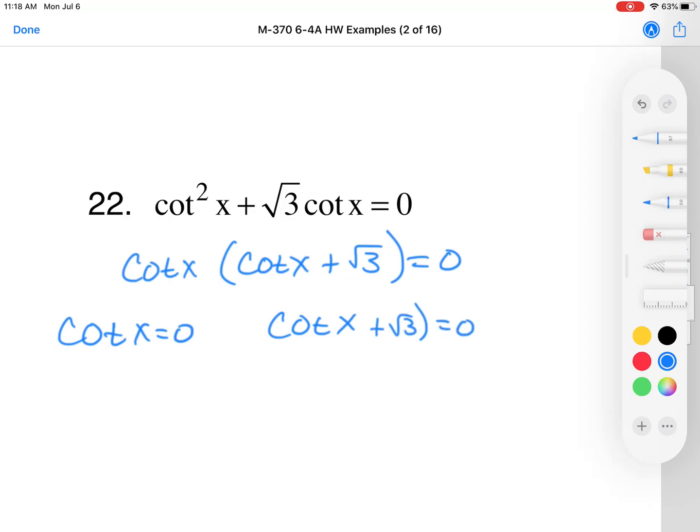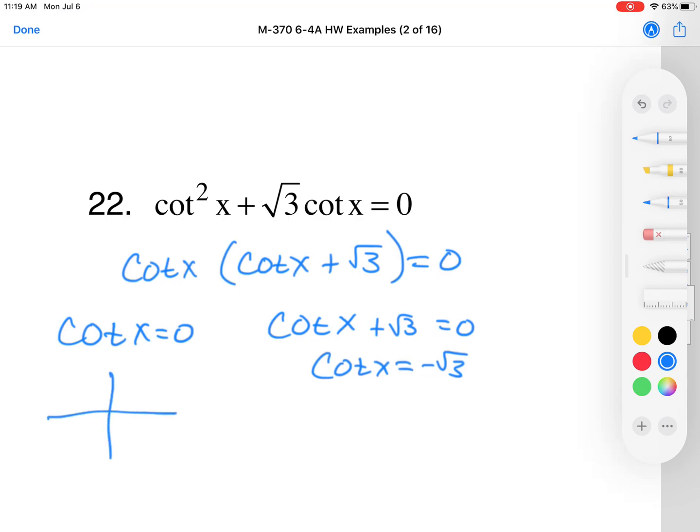I don't know why I hesitated. So cotangent x is equal to 0. Well, we've got to figure out where that's happening. And then cotangent x plus root 3 is equal to 0. That's when cotangent x is equal to negative root 3. So these take a little bit of investigating for me.